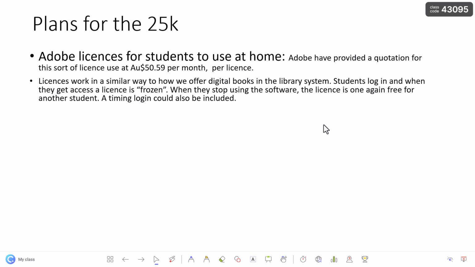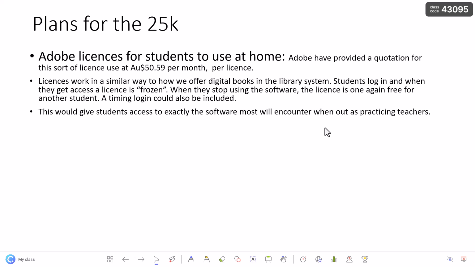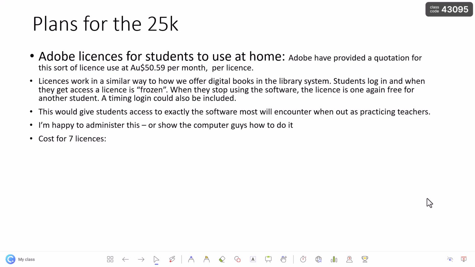We could include a timing login for this, but I don't think that that's necessary. This would give students access to exactly the software most of them will encounter when they're out as practicing teachers, and also when they're on placement. Now I'm happy to administer this, or I'm happy to show the computer guys how to do this. It's not a big deal.